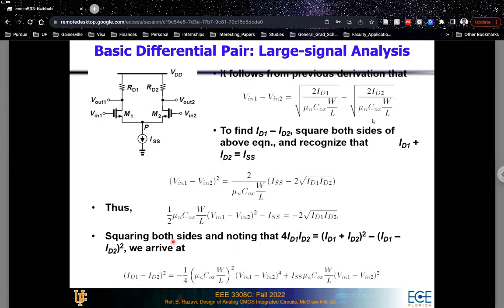Now again, you can square both sides, and you can note that 4 times ID1 ID2 is equal to (ID1 plus ID2) whole square minus (ID1 minus ID2) whole square. So that's just an equation you have learned in your high school, right? Using that equation, we can write (ID1 minus ID2) whole squared to be equal to minus 1/4 of K squared times (Vin1 minus Vin2) to the power 4 plus ISS times K times (Vin1 minus Vin2) whole squared. So this is a very complex equation.